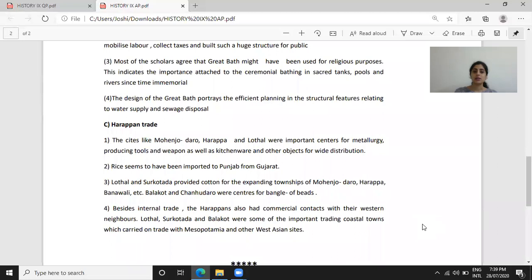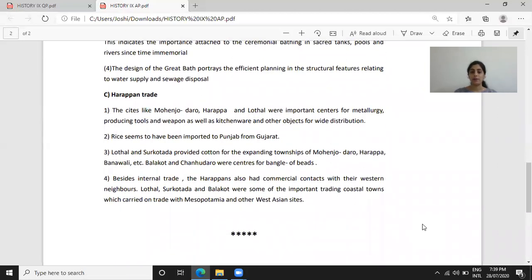Going to the last answer, that is regarding the Harappan trade. Point number 1. The cities like Mohenjo-daro, Harappa and Lothal were important centers for metallurgy, producing tools and weapons as well as kitchenware and other objects for wide distribution. Point number 2. Rice seems to have been imported to Punjab from Gujarat. Point number 3. Lothal and Surkotada provided cotton for the expanding townships of Mohenjo-daro, Harappa, Banawali, etc. Balakot and Chanhudaro were centers for bangles and beads.